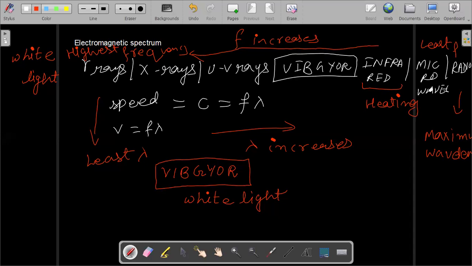Then we have the radio waves. Radio waves are used for transmission of radio and mobile signals. In the same way, you also have long radio waves. These radio waves are used for transmission of signals. So I hope everyone has understood about all the components of the electromagnetic spectrum.